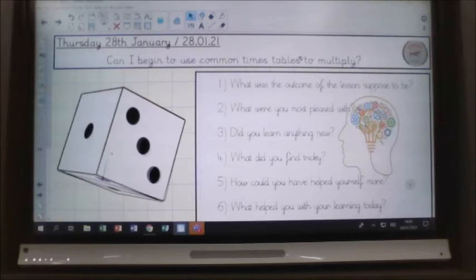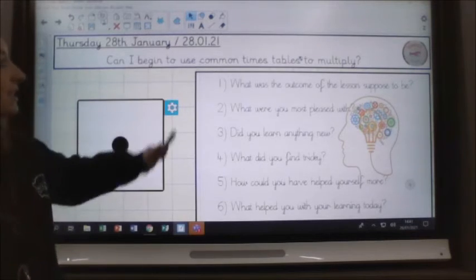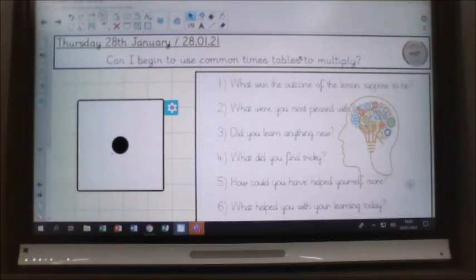Okay, so my dice is rolling and it's landed on the number 1. So on question 1, it says, what was the outcome of the lesson supposed to be? What were we doing today? So I want you to have a little think to yourself. You can maybe talk to the person if anybody's sitting next to you. But what was the outcome of the lesson supposed to be?